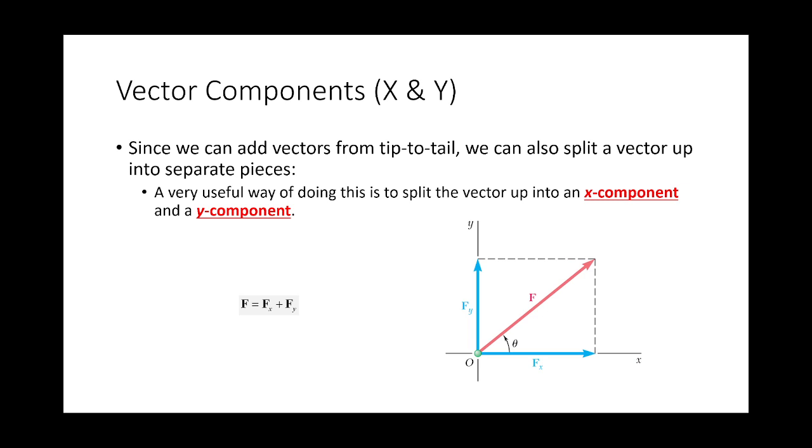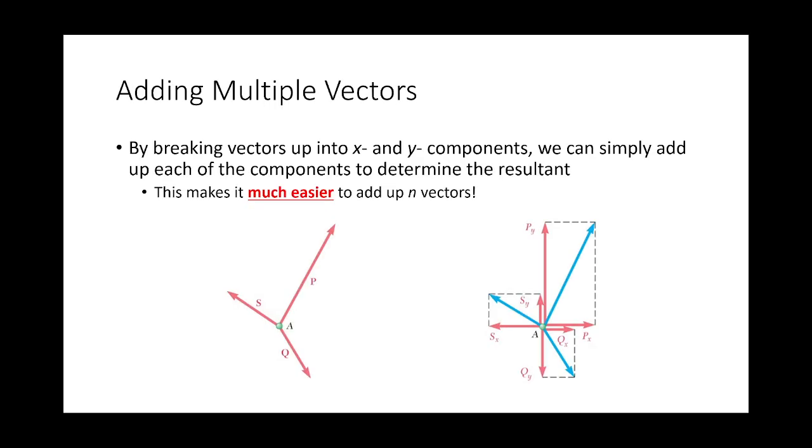Why is that valuable? Because I can do that with a number of vectors. What if a point has 12 vectors on it? I could take each of those vectors, split them up into x and y components, and then add up all the x components, add up all the y components. There's your resultant. It's a little bit more straightforward.